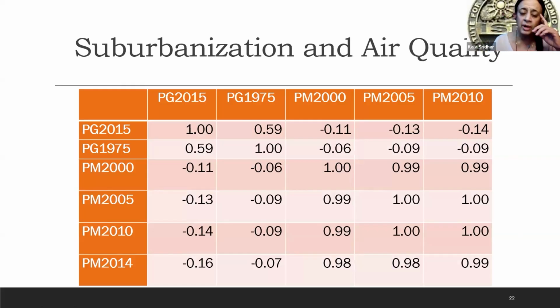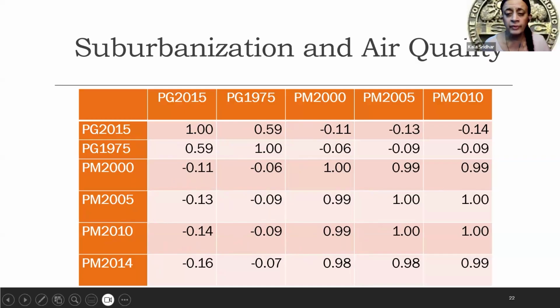And this is one other example with air quality, which basically shows the particulate matter in 2000, particulate matter 2005, and so forth, and population gradient 2015, population gradient 75, and so forth. The correlations are all negative between the particulate matter and the population gradient, which basically means that in more suburbanized cities with a lower value of the density gradient, the particulate matter was high, right? So that is what the negative correlation shows.